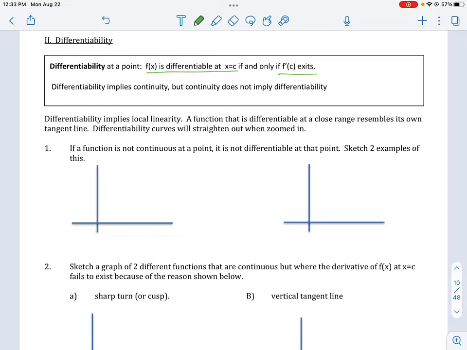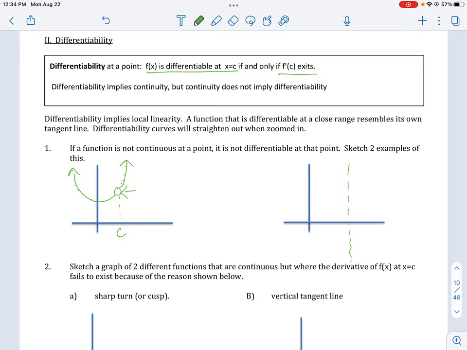So if you look at a graph that is not continuous, right? Let's call this point c. At every single point on this graph, there is a slope except at this point. So if a function is not continuous, it is not differentiable everywhere.